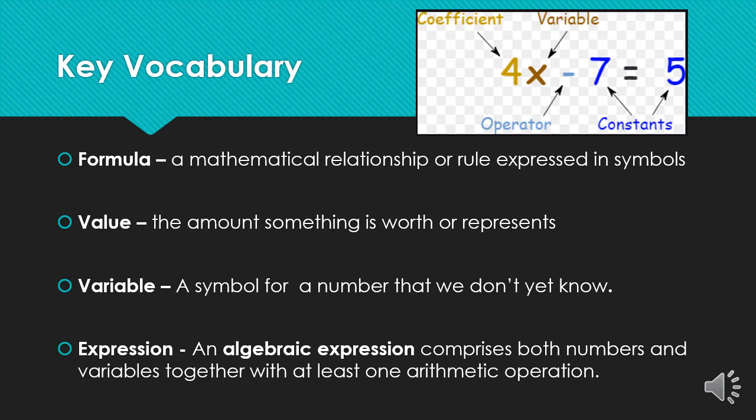Okay, so the expression would be on the left side of this equal sign. And I've labelled some of the other numbers as well so that you understand exactly what they're called and their role. The constants are the numbers that we do know, that will not change. Those are the numbers that we do know. The 4 is the coefficient because it's dependent on our variable.